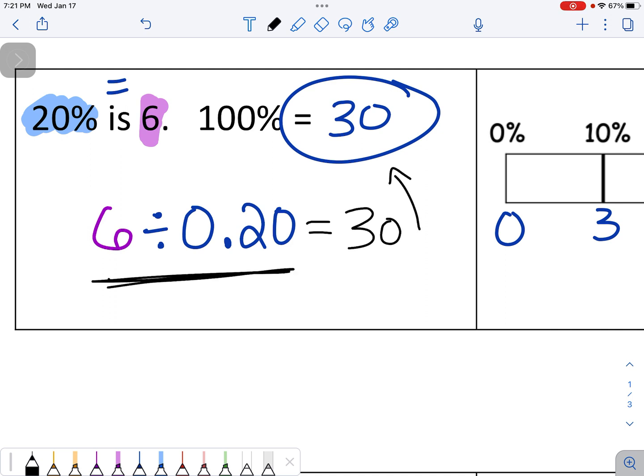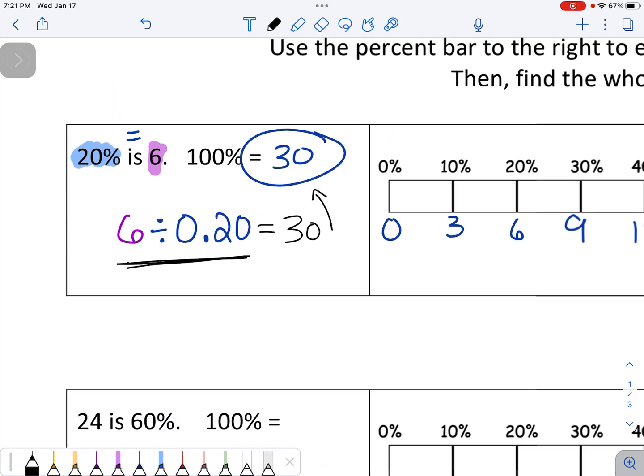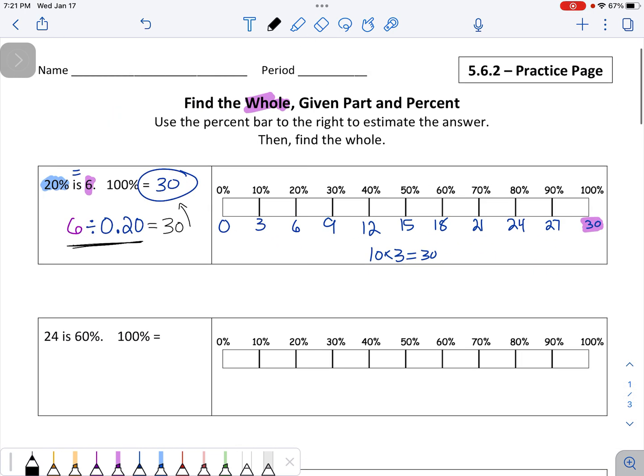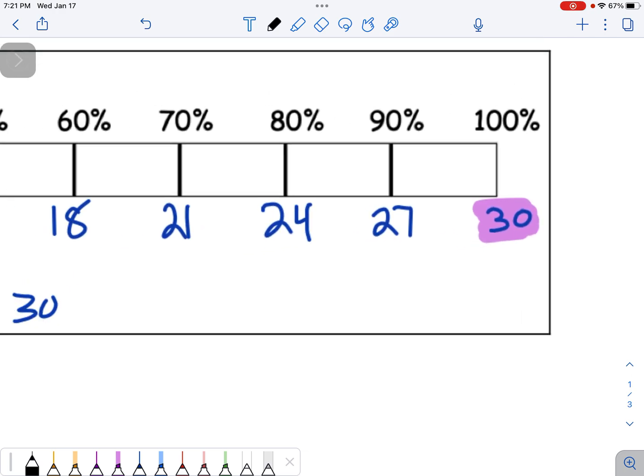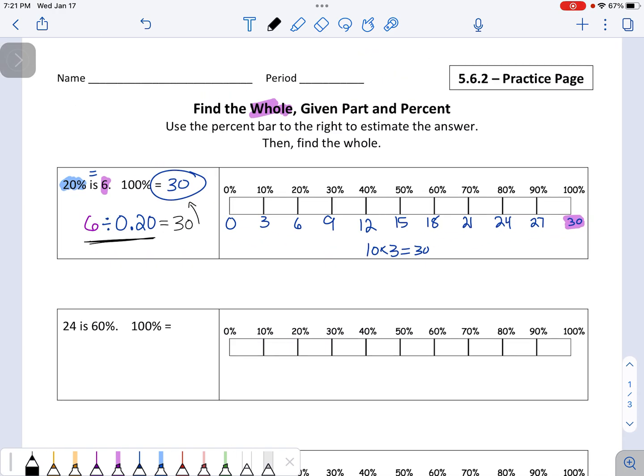I like shortcuts, but I need to know what makes sense as an answer. I have to take the time to think what should go at the end of this bar, because it's easy to press the wrong buttons in the calculator and get an answer that doesn't make any sense.